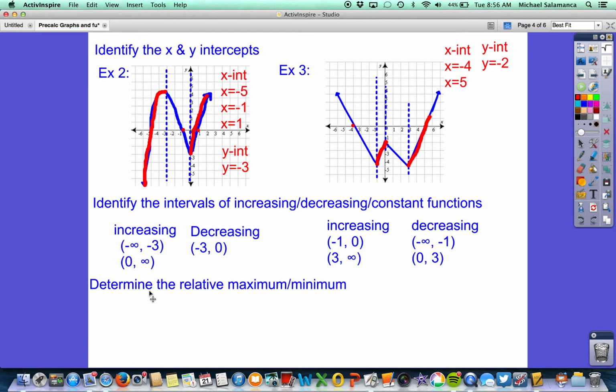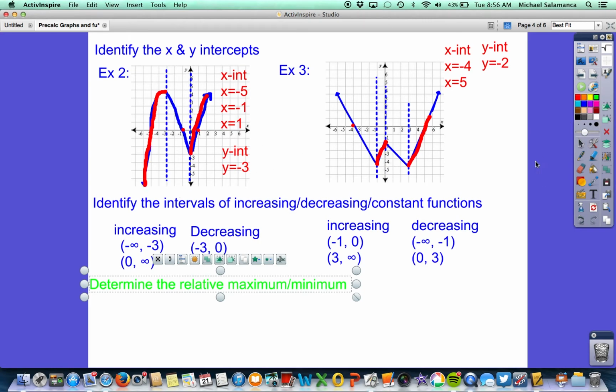Now, the next part, it says determine the relative maximum and minimum. The maximum is when it reaches that peak. The minimum is when it's at the very, very bottom. So look at it as the maximum is like when you're throwing a ball. The minimum is when you reach the bottom of a hill. So we're going to do this in green. I'm going to make this a little bit bigger.